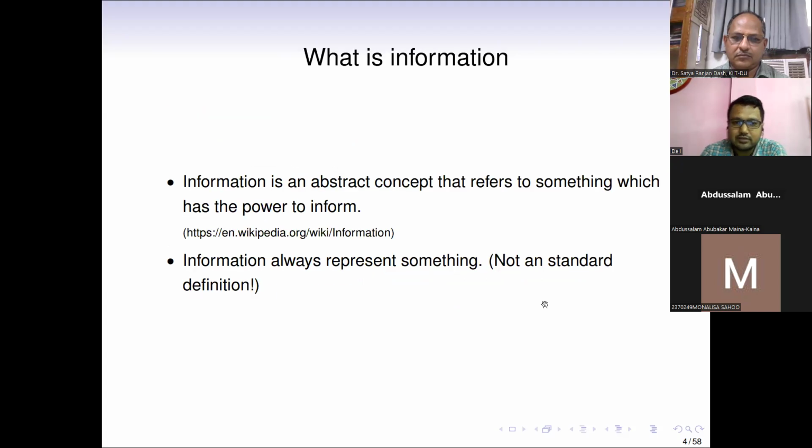So I'll start with a Wikipedia introduction: information is an abstract concept that refers to something which has the power to inform. This is a standard textbook type of definition. But from my point of view, information always represents something. Information is anything which gives us some context of something. So now I'll try to give you some examples of information.